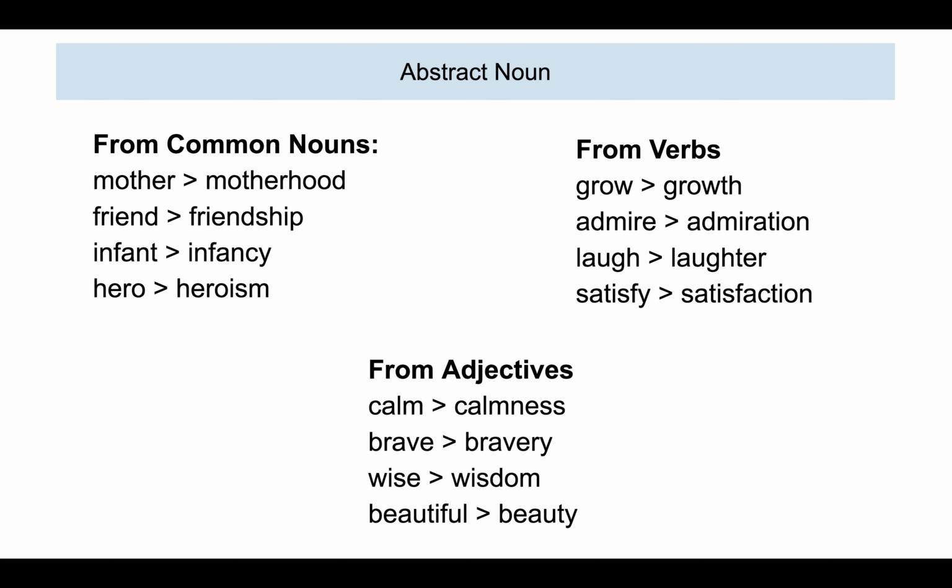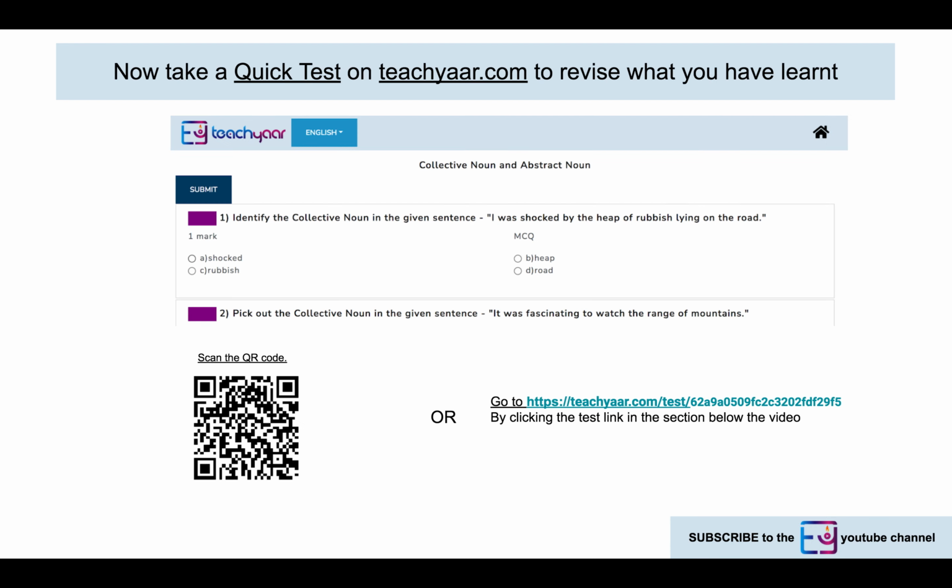Now let's see how abstract nouns can be derived from adjectives. Calm. When we say somebody is calm, it's an adjective, it's describing a person. Now from there, we have derived the abstract noun calmness. Brave is an adjective, bravery. Wise, wisdom. Beautiful, something is beautiful, it's an adjective, and that has been turned to beauty. So this is how abstract noun can be derived from common nouns, verbs, and adjectives.